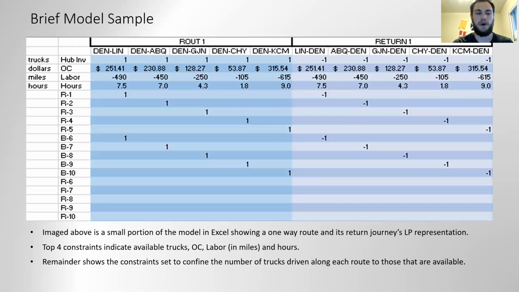This is a brief sample of the model. It shows probably just 10% to give a little bit of context for the next couple of slides. The top 4 constraints indicate the available trucks, the operating capital, the labor in miles, and the hours required per route or section. The remainder shows the constraints set to confine the number of trucks driven along each route to those that are available. So it essentially is just saying that you can't return from somewhere that you haven't driven to.